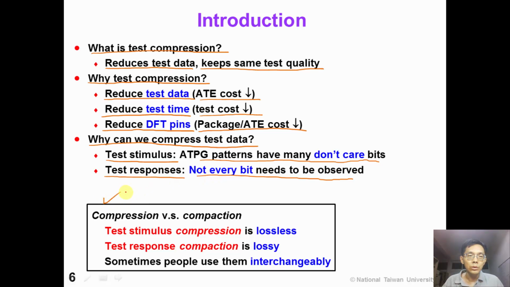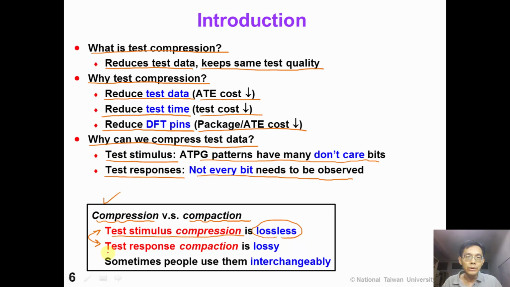Here is a small notice about the word compression and the compaction. If you read our outline carefully, you can see that we use different words. For input test stimulus compression, we use the word compression because it is lossless. We cannot change any bit during the compression process.